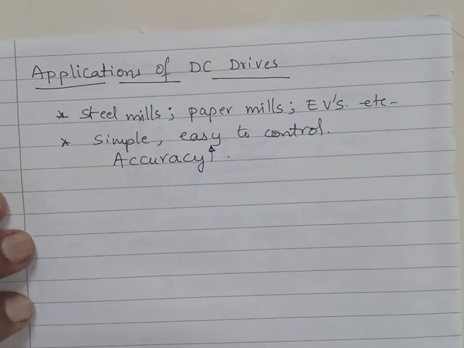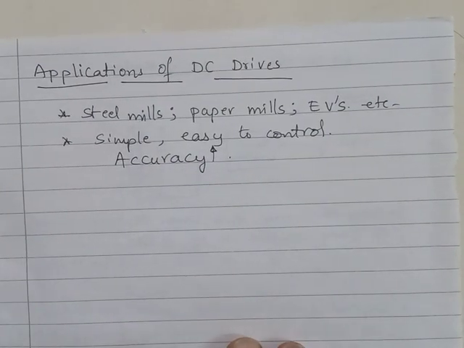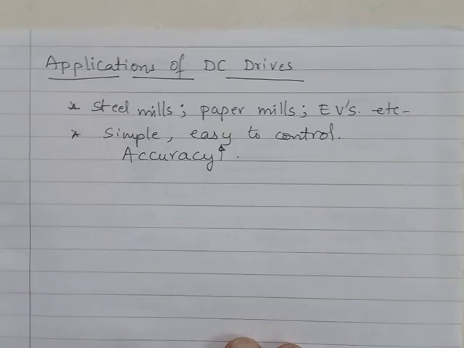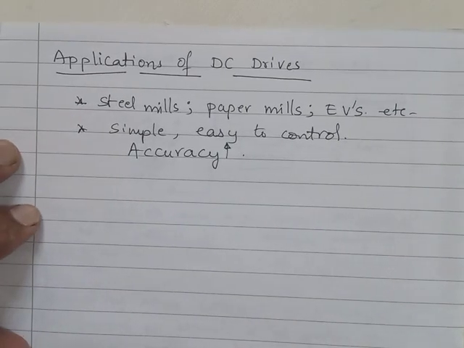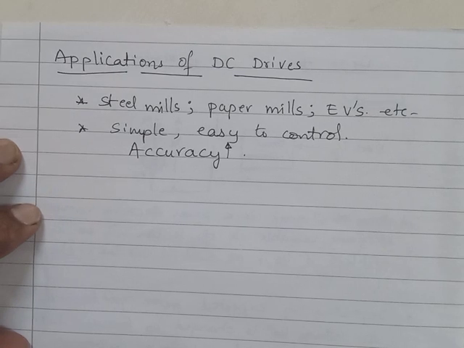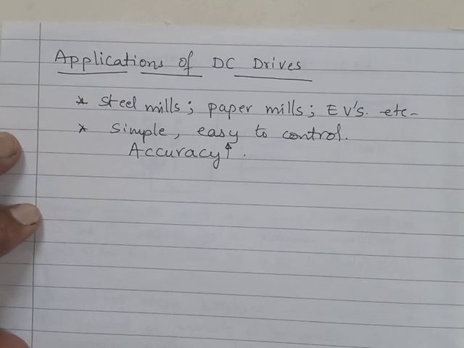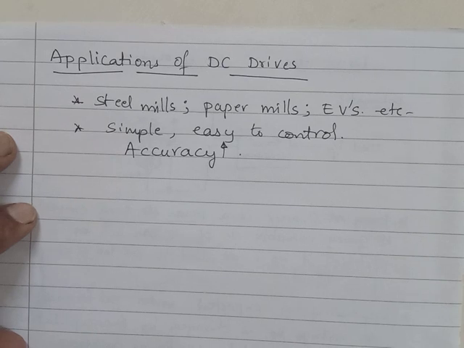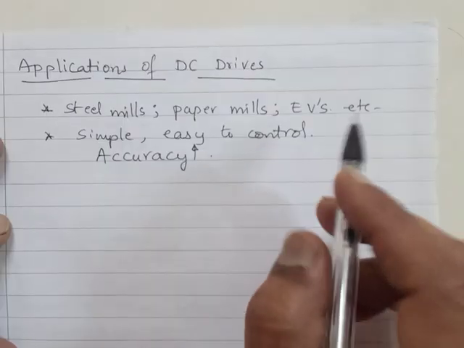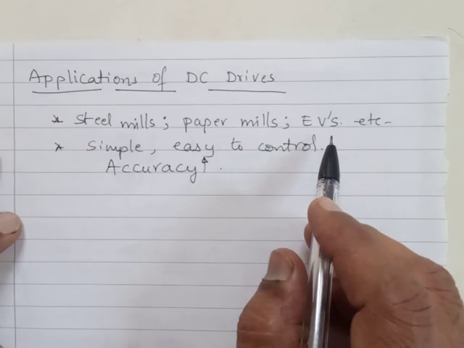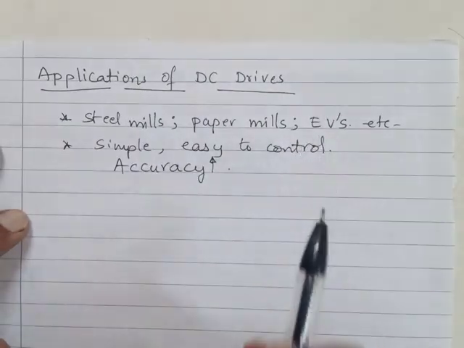The simplicity and the accuracy are the main signature features of DC drives. They are employed in situations wherein you require high accuracy but expect the configuration to be simple, like in the case of steel mills, paper mills, etc. And even in EVs, electric vehicles, DC drives are used.